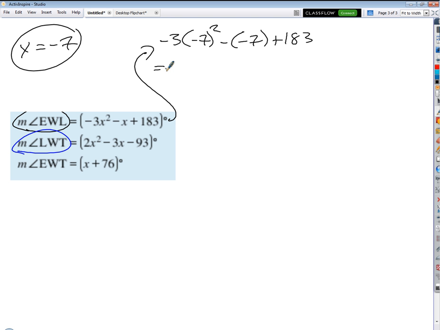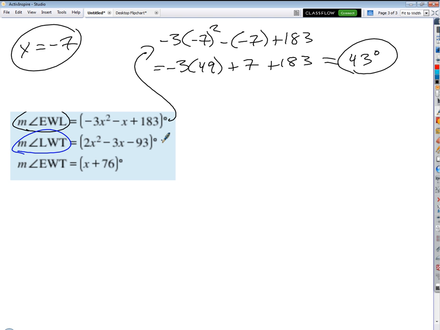So I'm going to get negative 3 times 49. What's minus negative 7 equivalent to? Plus 7, plus 183. So we'll just do this quickly. That's going to give us minus 147 plus 7 is minus 140 plus 183 is positive 43. And you can just do that on your calculator. I just want to go through it quickly so we can see what happens.